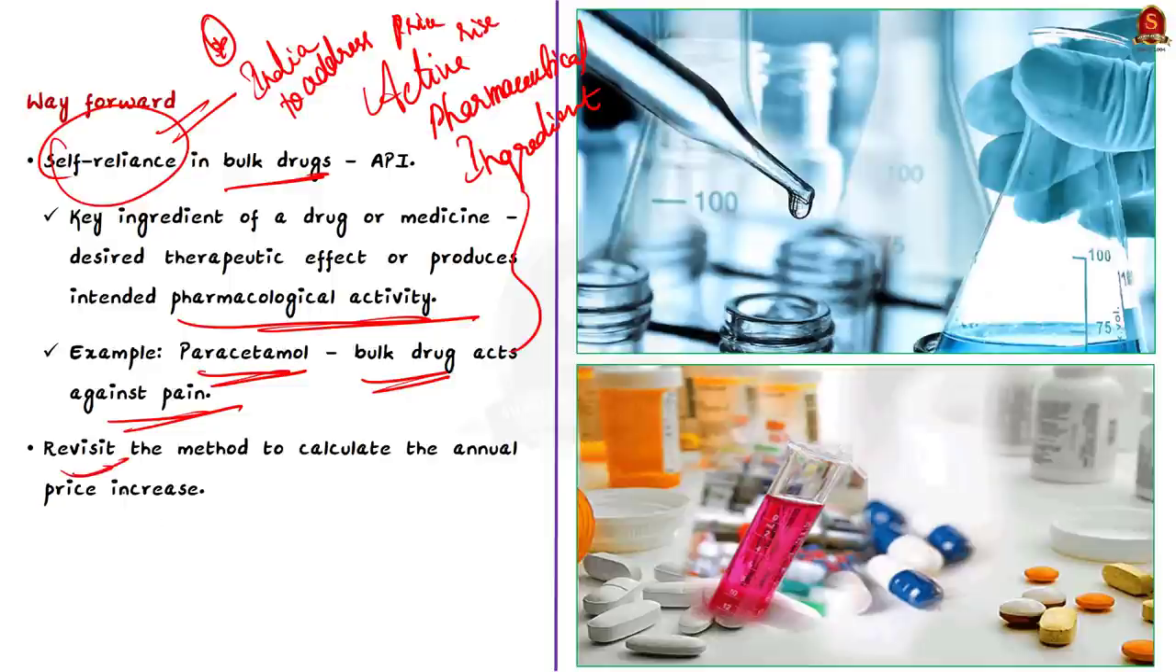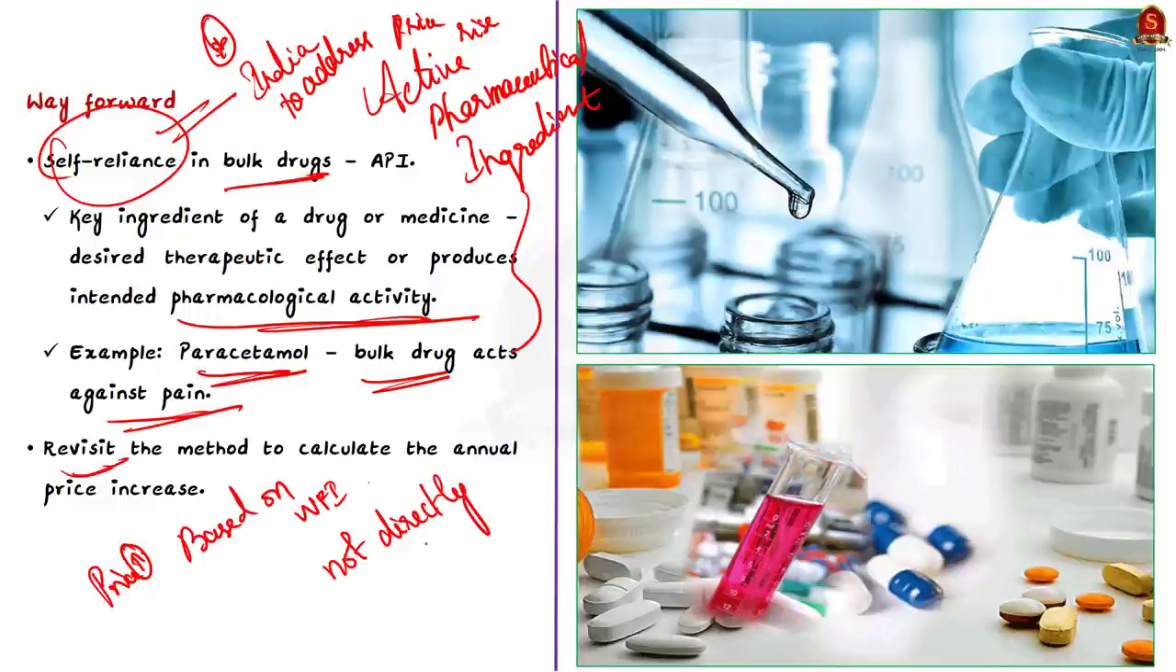Why are they saying so? See, we have seen that the price hike is based on the wholesale price index, and this WPI is dependent on price rise in a basket of a range of goods. Now, the issue here is that these goods are not directly linked with the items that define the cost of medicines. There is some mismatch. So, it has to be revisited, and the method to calculate the annual price increase should be altered. So, doing this will help in addressing the price rise.